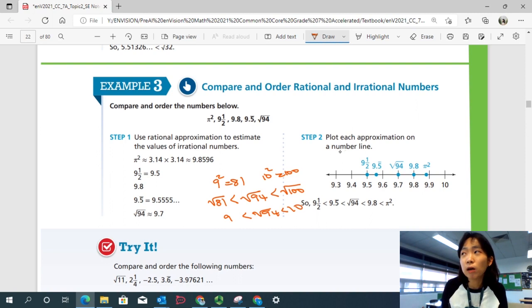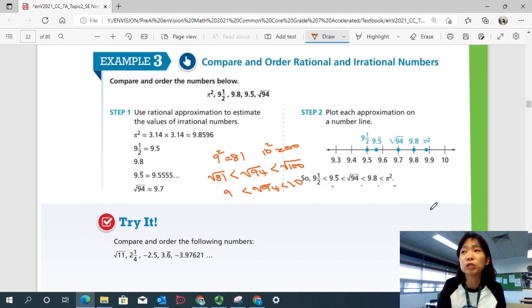So step 2, you're going to plot each approximation on the number line, and you already see that they are in order. So 9 1/2 is going to be the least one, and then in this order it gets greater and greater. Pi squared is the greatest one. But they're all between 9 and 10. So you need to be very accurate about it. You need approximation.